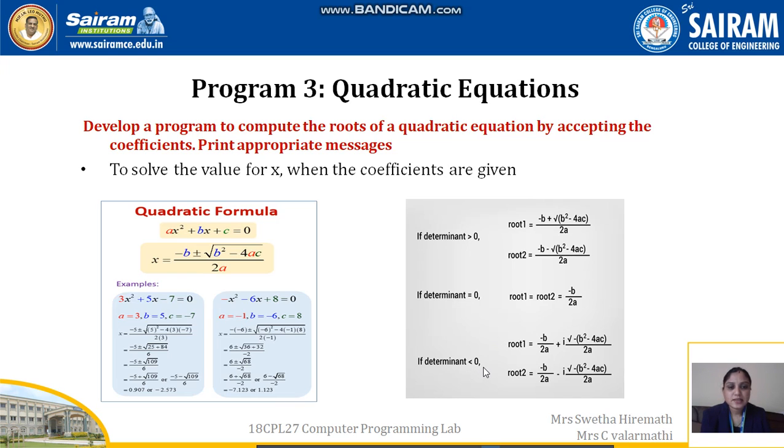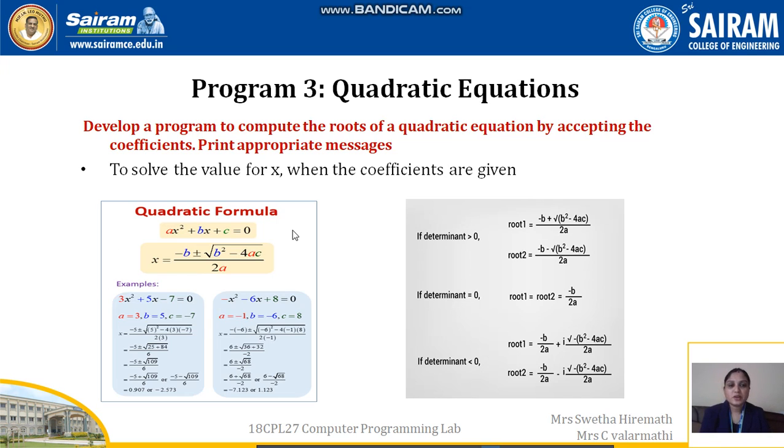If the determinant value is less than 0, meaning it is a negative value, we will get imaginary roots. Root 1 will be equal to minus b by 2a plus i square root of minus b square minus 4ac divided by 2a, and root 2 will be equal to minus b by 2a minus i square root of b square minus 4ac by 2a. So the roots may be real and equal, real and unequal, or imaginary. These are the three different types of roots we get for the quadratic equation.